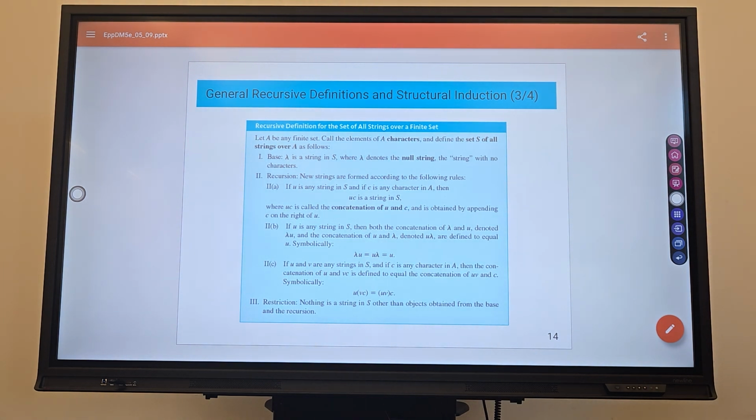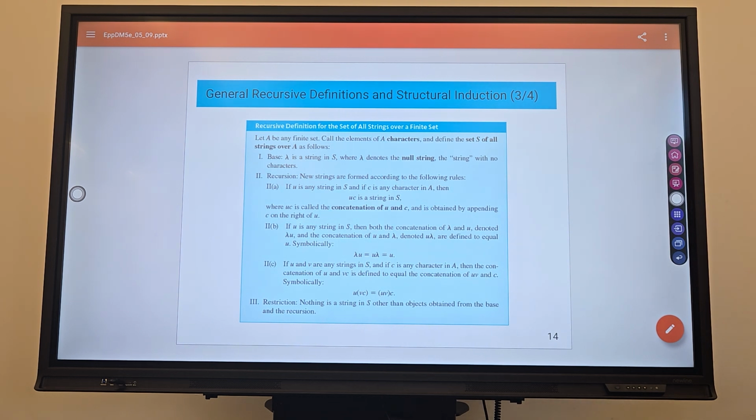Anyway, the recursive definition for the set of all strings over a finite set. Let A be any finite set. Call the elements of A characters. And define the set S of all strings over A as follows. The base condition: lambda is a string in S, where lambda denotes the null string, the string with no characters.